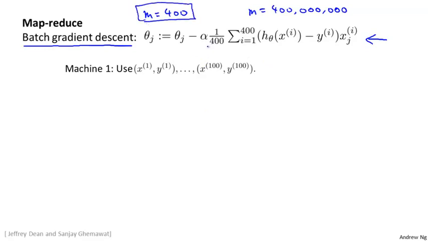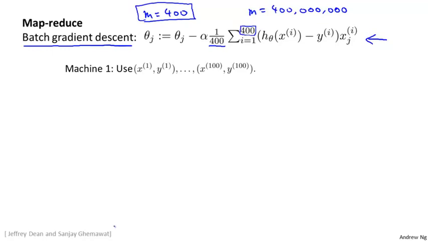So in that case, the Batch gradient descent learning rule has this 1 over 400, and this sum from i equals 1 through 400 through my 400 examples here. And if m is large, then this is a computationally expensive step. So what the map-reduce idea does is the following.